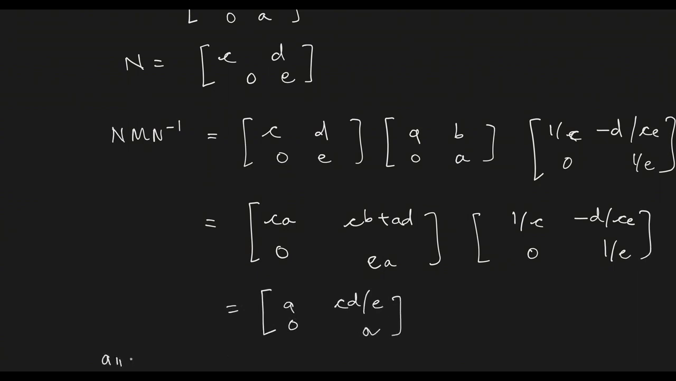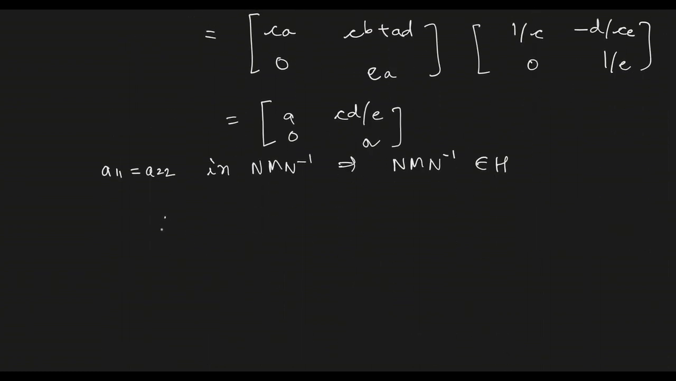Now as A11 is equal to A22 in N M N inverse, it belongs to H. So H is a normal subgroup of G. I will check, I may have made a mistake somewhere. So the answer is option B and C. Okay, we will continue tomorrow. Okay.